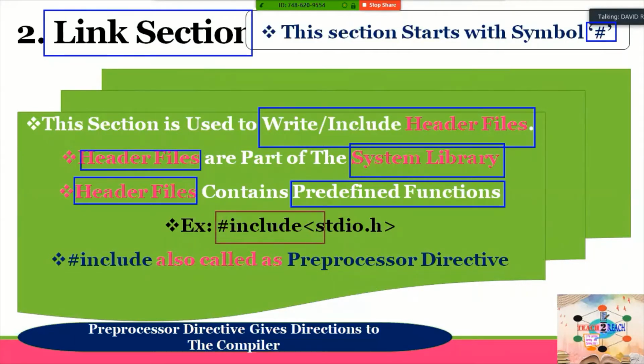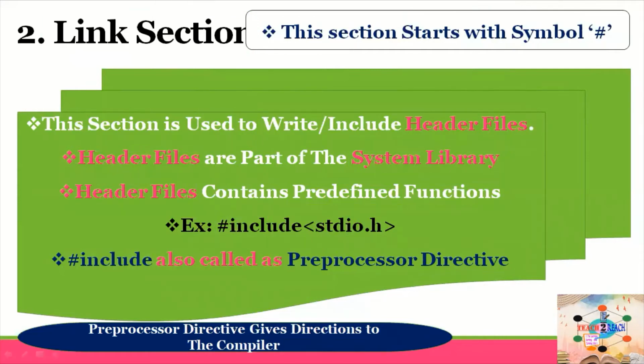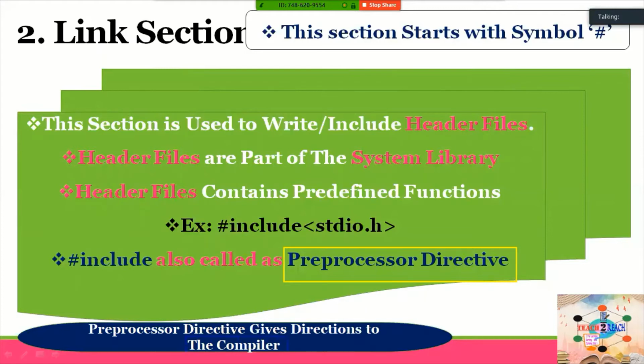A simple example to include header files in our program is hash include stdio.h. This hash include is also called a preprocessor directive. A preprocessor directive generally gives some directions to the compiler. What is the job of the compiler? The compiler converts high-level language into low-level language. Before converting, whatever directions are given by this preprocessor directive, accordingly the compiler will process that particular program. That is called the preprocessor.